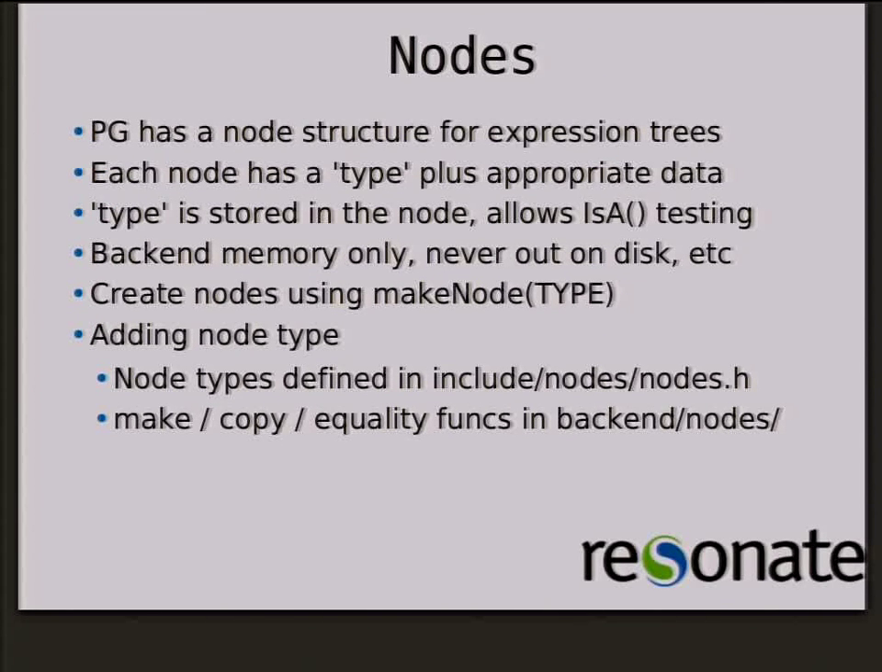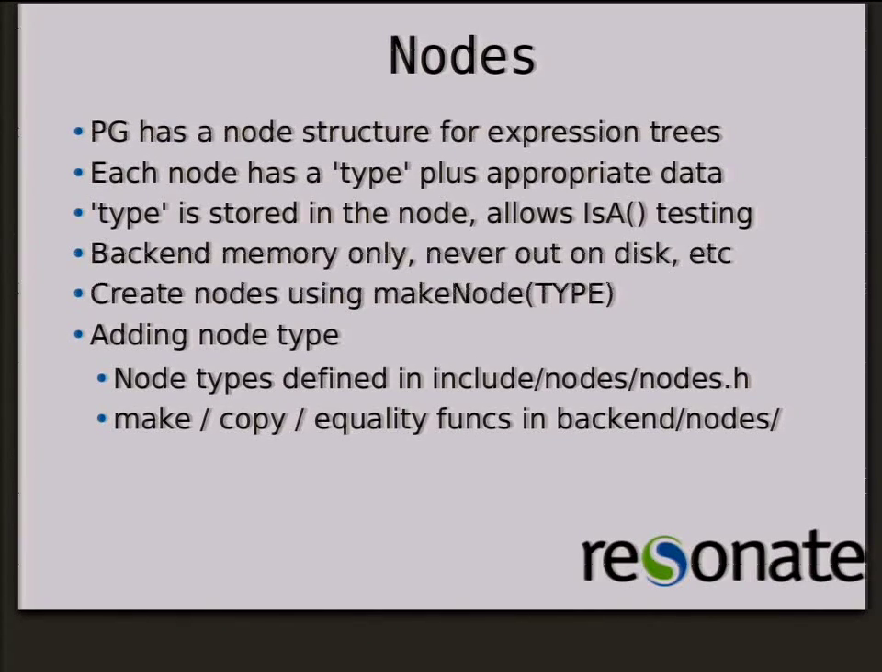Nodes. All right, so PG has a node structure of expression trees. So this is, again, the node structure is completely in memory. Each node has a type assigned to it, so it's kind of like a type and a blob inside of a structure. What that allows you to do, though, is do what's called IsA, and you can say, tell me what this is, and you'll be able to figure out what kind of a node it is and deal with it appropriately. Like an example of the executor, right?